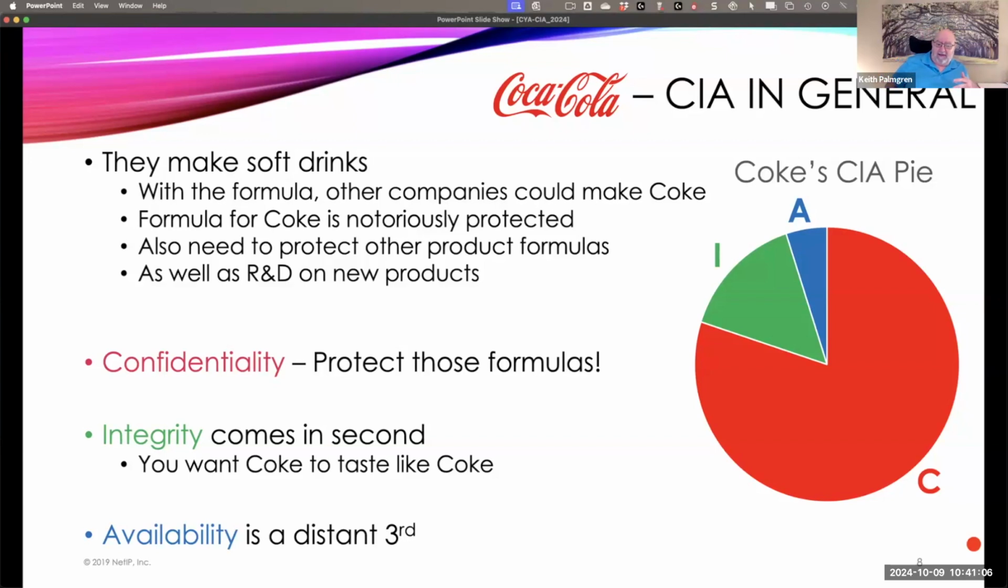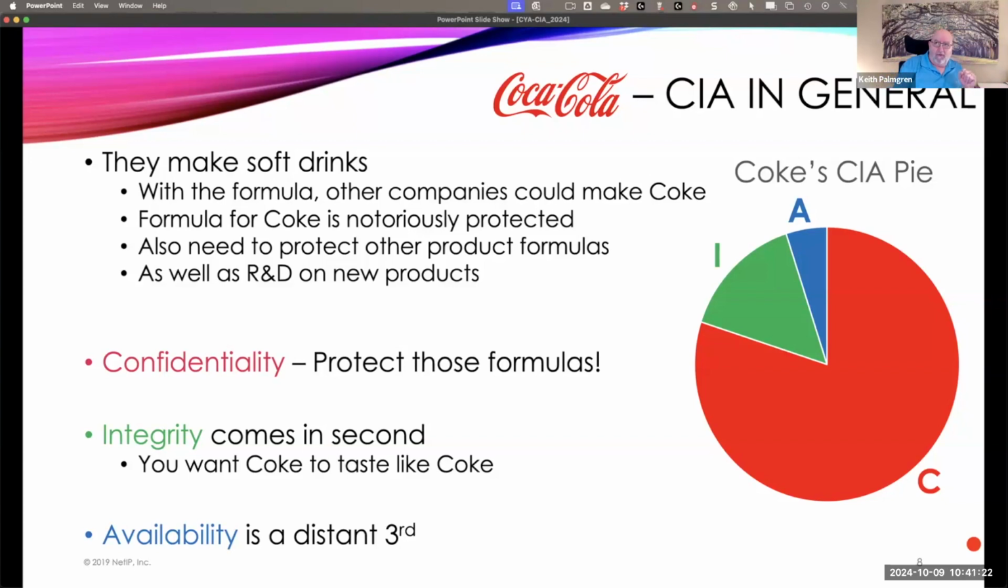And so integrity of the formulas needs to be maintained. Availability, they care. I mean, obviously, they don't want to lose the formula for Coke, but that would be a distant third as far as their prioritization of these three elements.